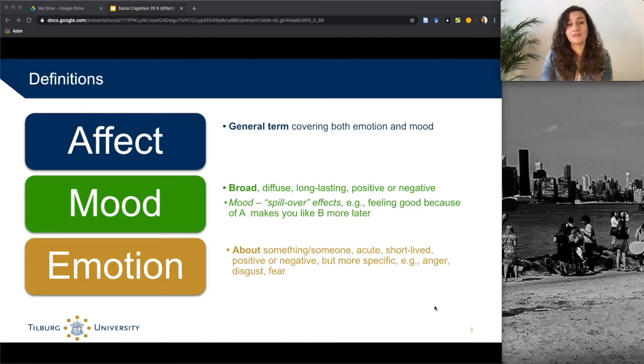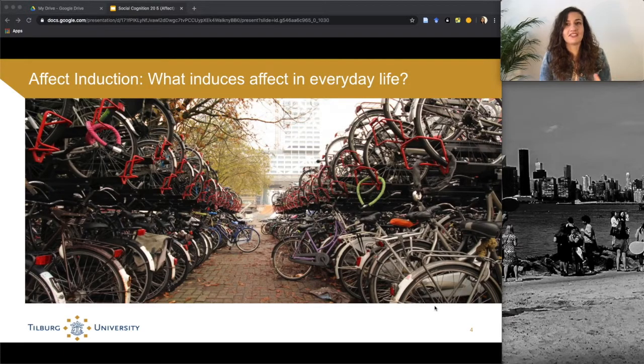Okay, so now that we've got this terminology straight, we can take a look at the next thing on our schedule, which is to think about how we can induce affect. Well, I think the first thing to do for that is for you to think yourself what makes you feel things in everyday life, like what makes you feel good or bad or specific emotions. So for instance, if you come to university usually on a bike, as we do in the Netherlands, and you come to the bike rack and you see it's this full, how does it make you feel?